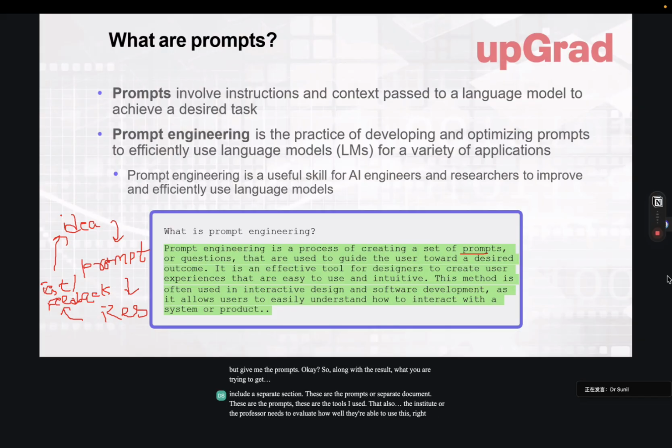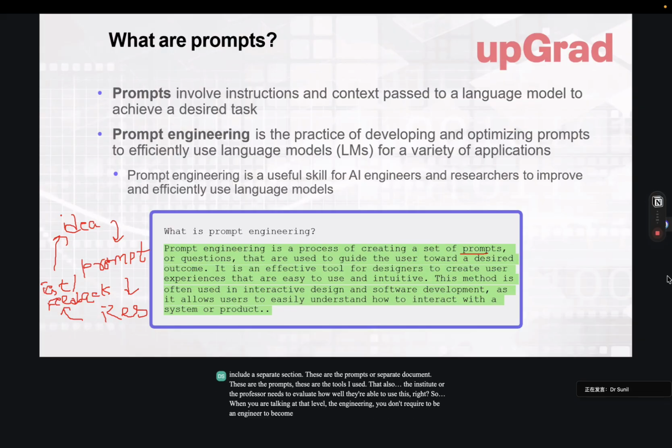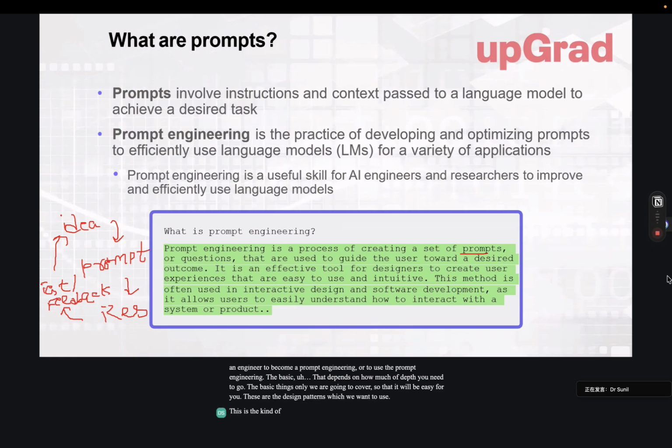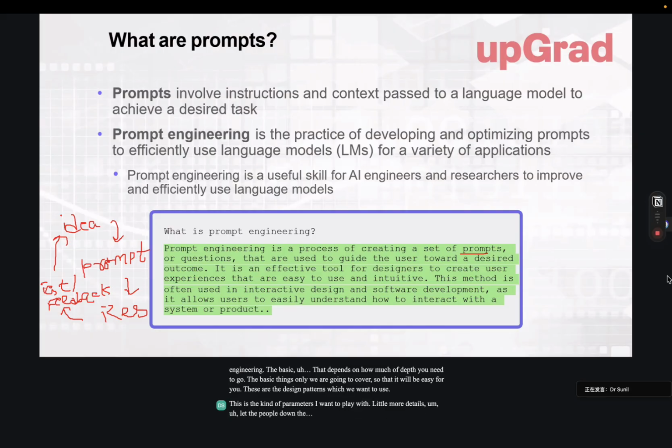Right. So when you are talking at that level, you don't need to be an engineer to become a prompt engineer or to use prompt engineering. It depends on how much depth you need to go. Only the basic things we are going to cover so that it will be easy for you. These are the design patterns we want to use. This is the kind of parameters I want to play with. Little more details, let the people downstream worry about. So it's a practice of developing optimized prompts so that we can use them efficiently, because we are being charged, and that too not trivially, right?